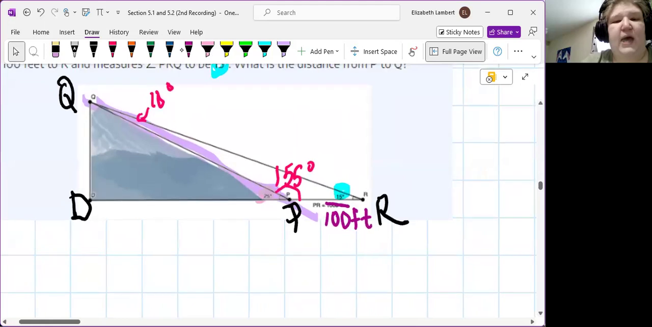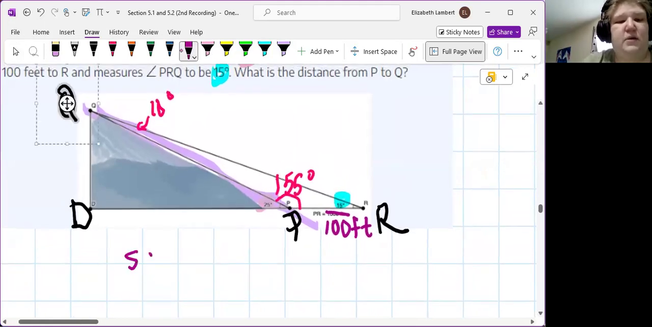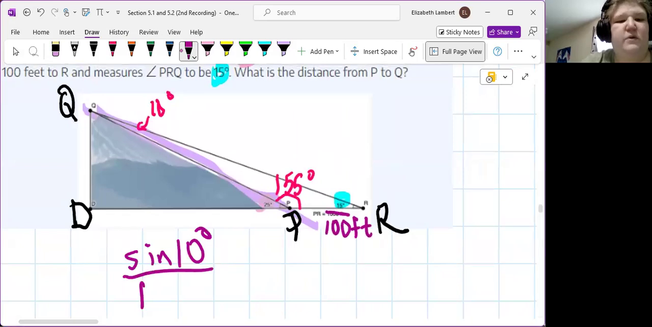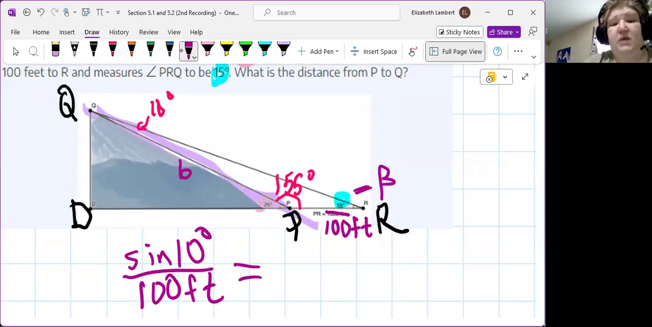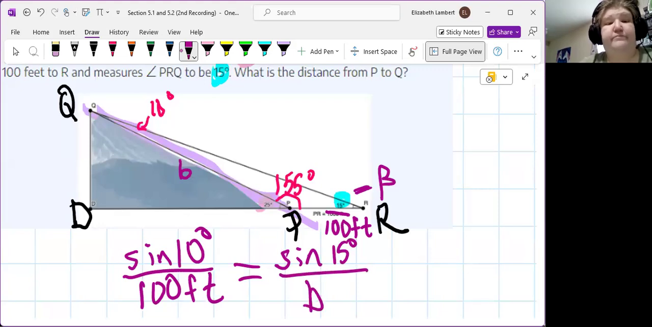So we've got the sine of 10 degrees over 100 feet. And then I want to know PQ. So I'm going to call that B. And over here, that makes 15 beta. The sine of 15 degrees over B.